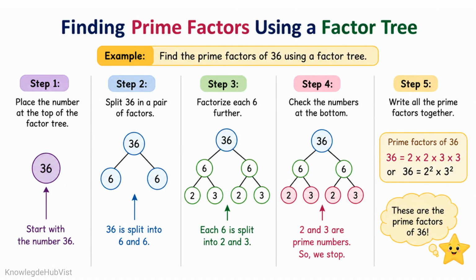Each 6 is not a prime number, so split it further. That is, we split each 6 into 2 and 3. Since 2 and 3 are prime, we stop. The prime factorization of 36 is 2 times 2 times 3 times 3, or 2 squared times 3 squared.